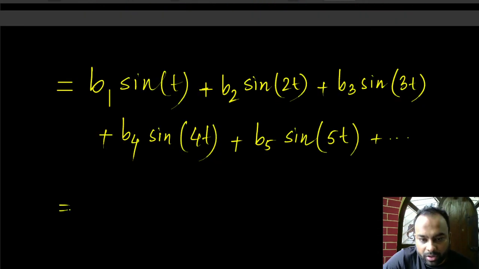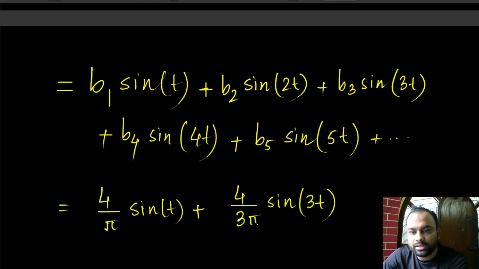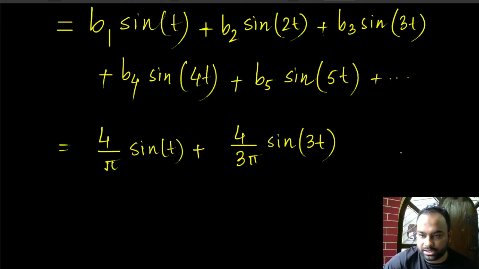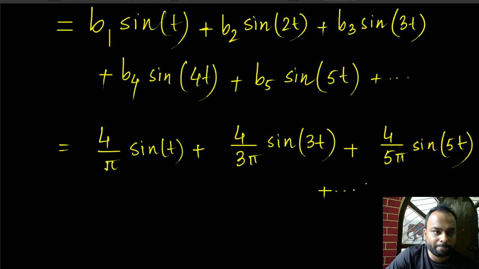With our example, what is the value of B1? It's 4 by pi, so I have 4 by pi sin t. What is the value of B2? It's 0. What is the value of B3? It's 4 by 3 pi, so I have 4 by 3 pi sin 3t. Similarly, what is the value of B4? It's 0. What is the value of B5? It's 4 by 5 pi sin 5t, and so on.